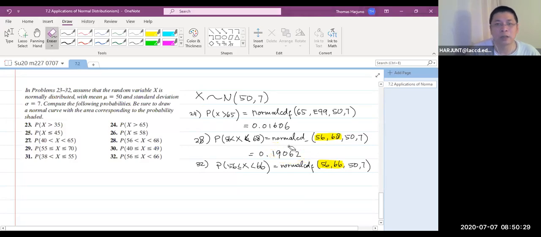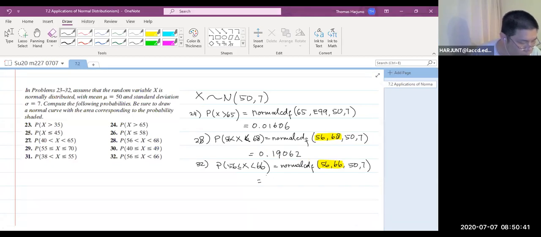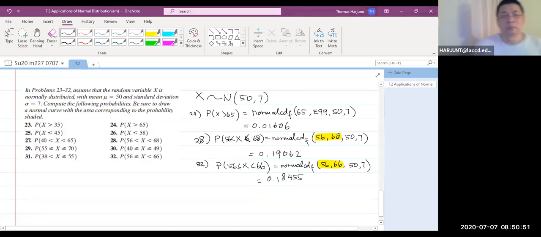Okay, let's see. That's just a little observation, but if you use the calculator since the beginning, you will still get the answer anyway. I get 0.18455. Here it's still only the notation, basically.